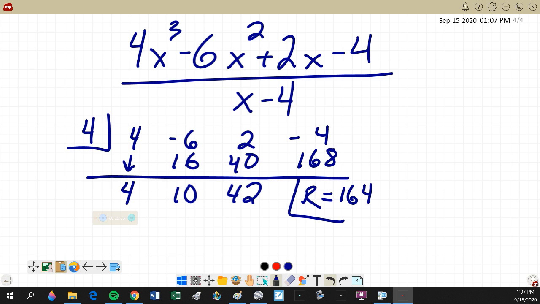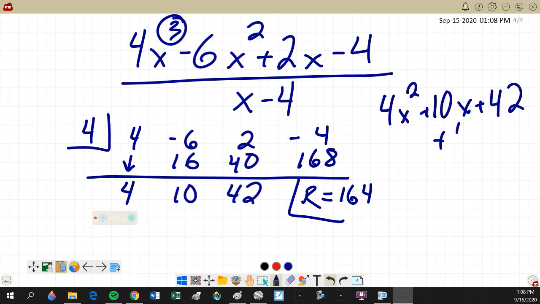That did not go in evenly, but what is the answer? Well, the original was an x to the third, so the new one is going to be an x squared. 4x squared plus 10x plus 42. And then plus 164 over x minus 4, or it might ask you to say remainder 164. Does that make sense? Okay, now I'm going to throw you a curveball. You do have to be a little bit careful with division in general, but especially with synthetic division.